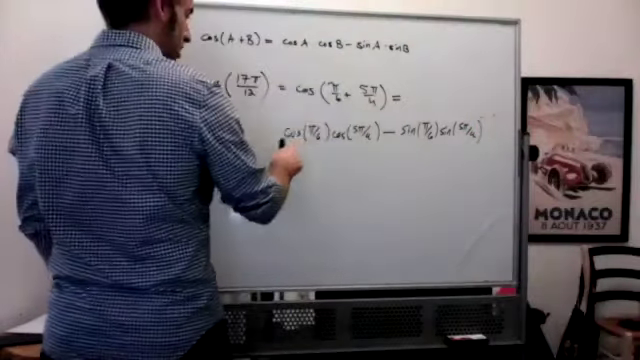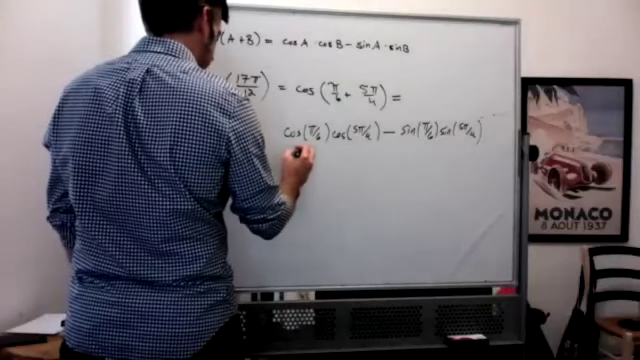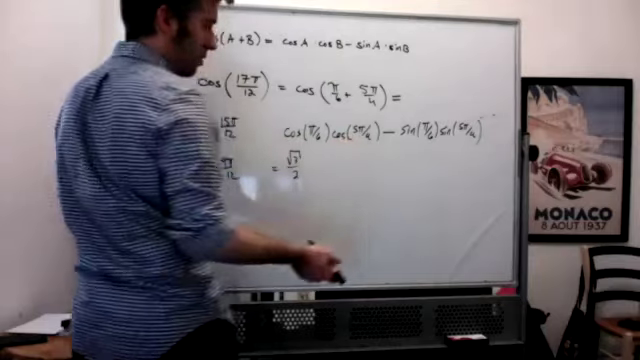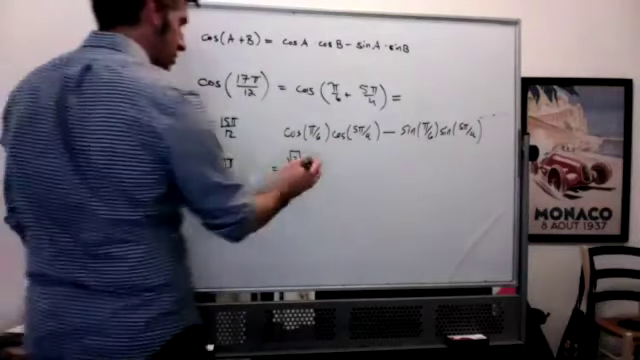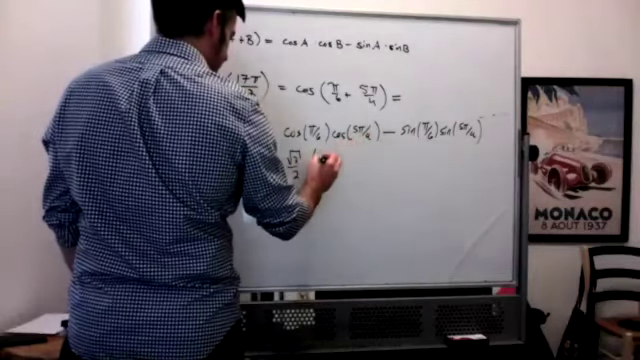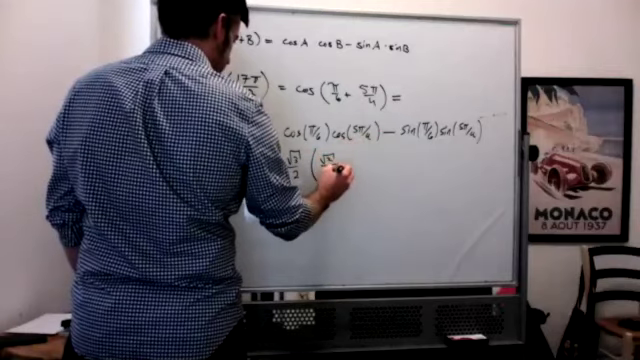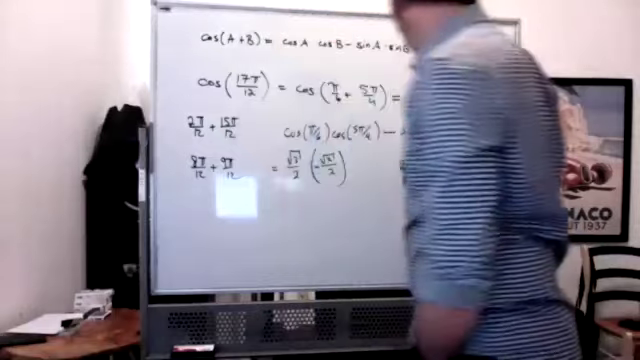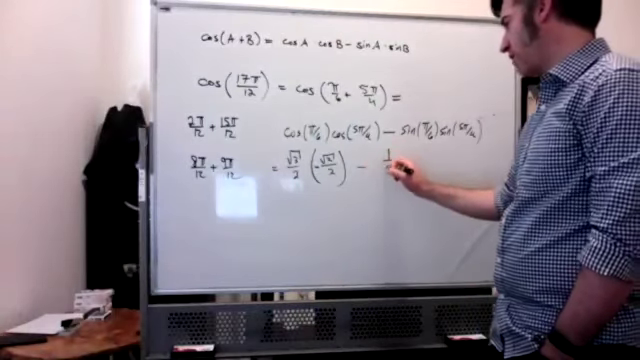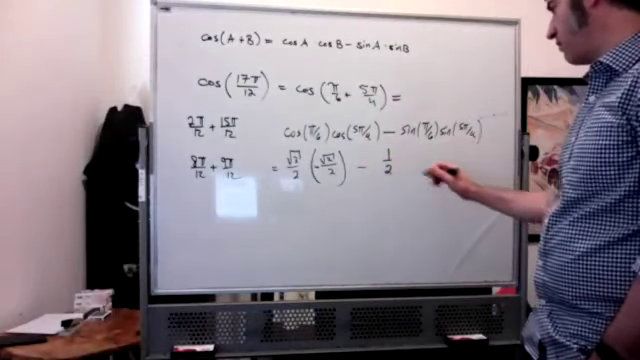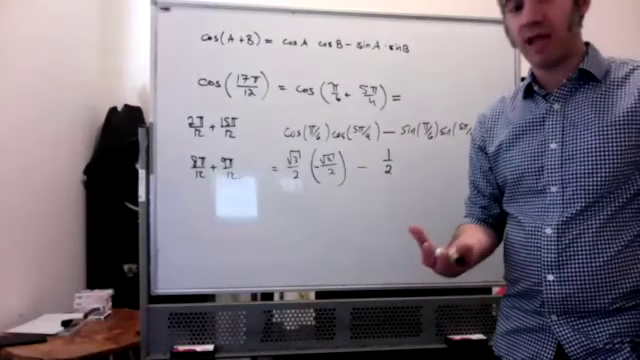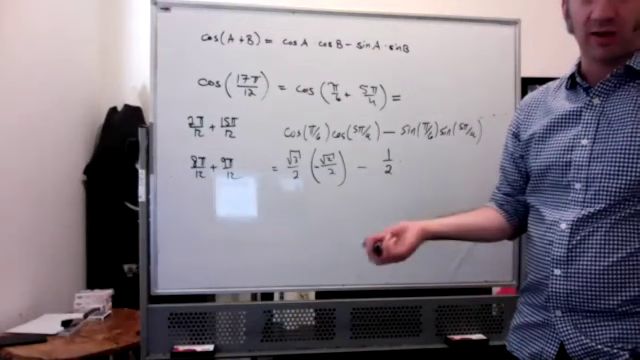Cosine of pi over 6 is the square root of 3 over 2. Cosine of 5 pi over 4, again, it's a pi over 4, so we know it's root 2 over 2, but 5 pi over 4 is in quadrant 3, so it's going to give us a negative value. And then sine of pi over 6 is 1/2. Sine of 5 pi over 4 is, again, root 2 over 2, and we know it's going to be negative because we're in quadrant 3, where sine and cosine are both negative.